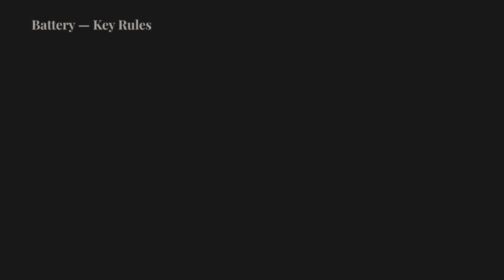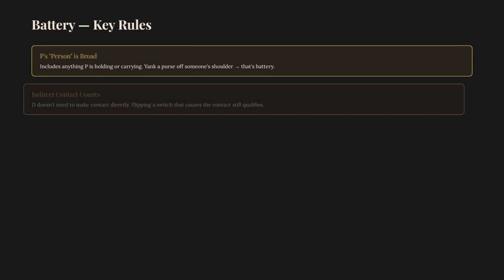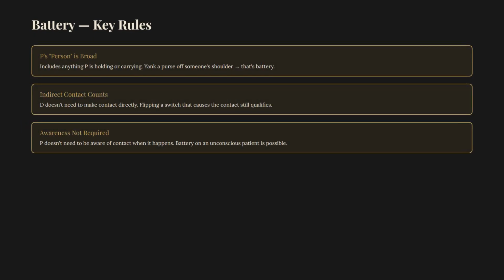Anything P is holding or carrying counts as P's person. So if you yank someone's purse off their shoulder, that's battery. Indirect contact counts too. Battery doesn't require P to be aware of the contact when it happens, which means you can commit battery on an unconscious patient.